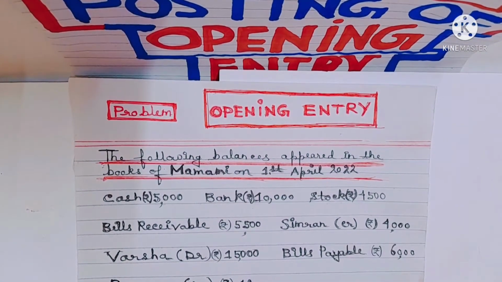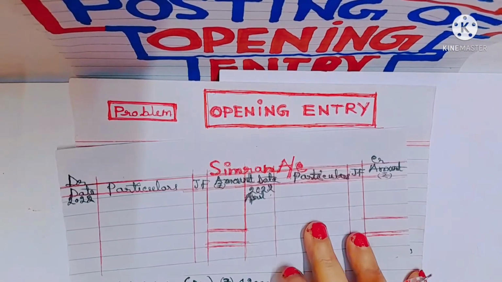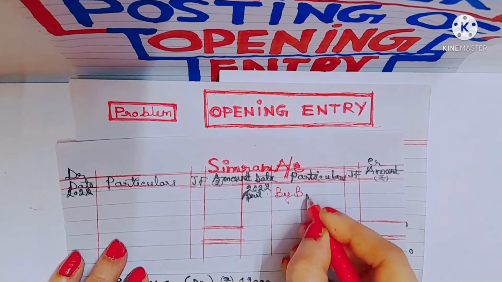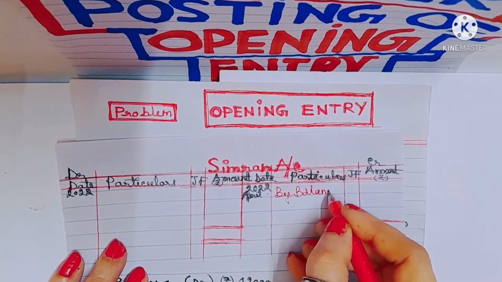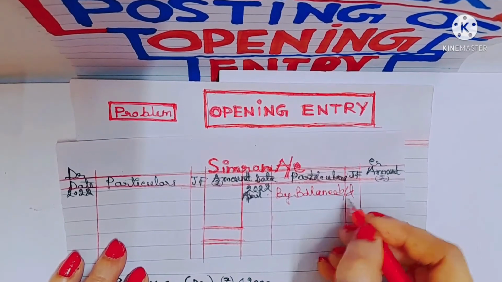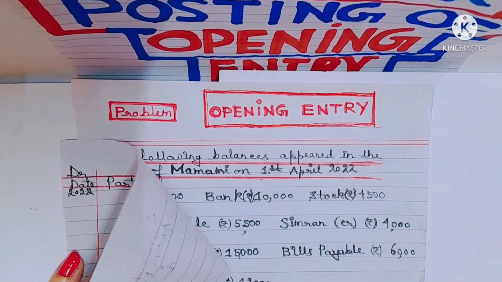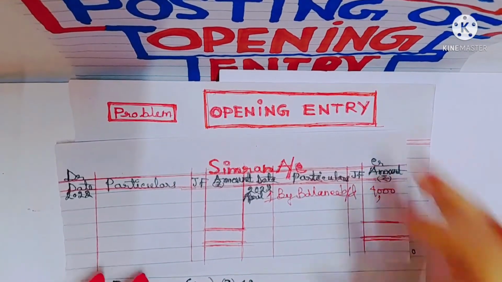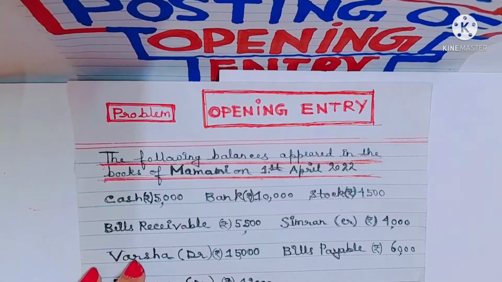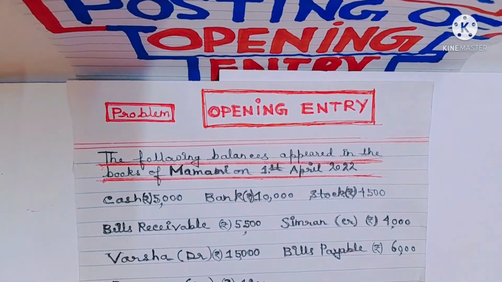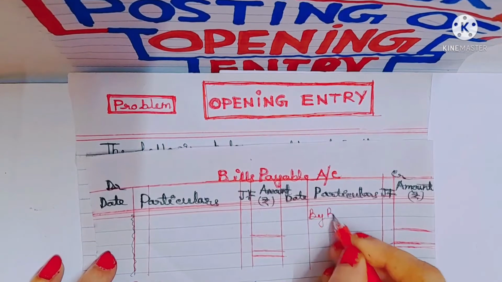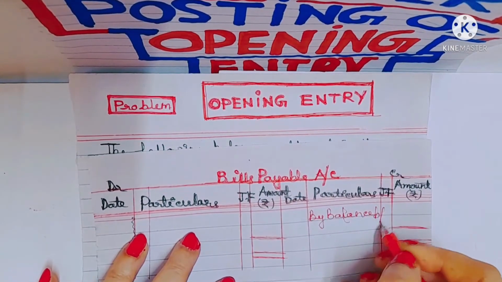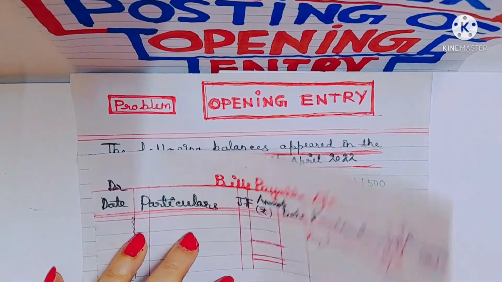Simran 4,000. Since Simran is a liability, we'll write by balance BD on the credit side. By balance BD. How much? 1st April. How much? 4,000. Next, bills payable 6,000. Bills payable is a liability, by balance BD. How much? 6,000.